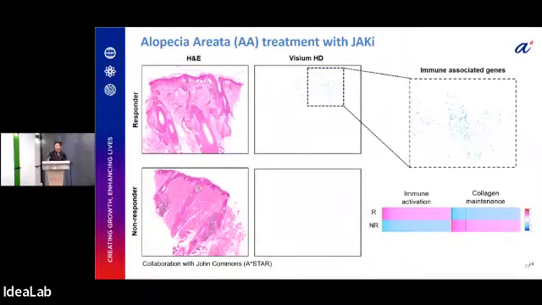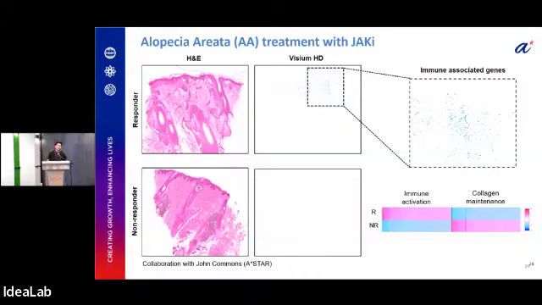This is also very fresh data. We are trying Visium HD in the lab. The first experiment was not great, but we are seeing some interesting results. This is in collaboration with one of my colleagues at A*STAR, and you have alopecia areata, so it's baldness, and they are treated with JAK inhibitor, and you have responders and non-responders. In responders, you have higher accumulation of immune-associated genes highlighted, so there is a lot more immune infiltration in responder patients.